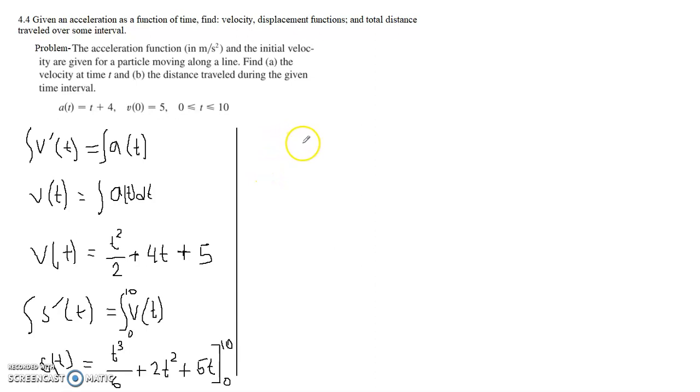So this will then just be t cubed, and there's 10, so it's going to be 10 cubed, which is 1,000 divided by 6, plus 2t squared. Now if you plug in t in there, we'll get a 200, plus 5t, so 5 times 10, which is 50.